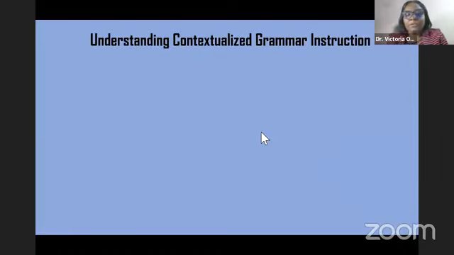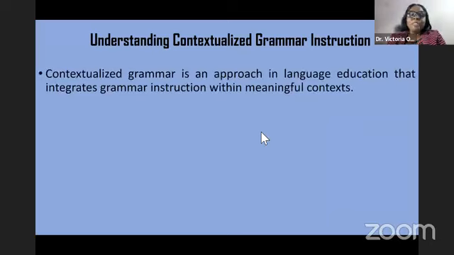So what is contextualized grammar? Now, when we speak of contextualized grammar, it is a language teaching approach. And this approach integrates grammar instruction into meaningful context.